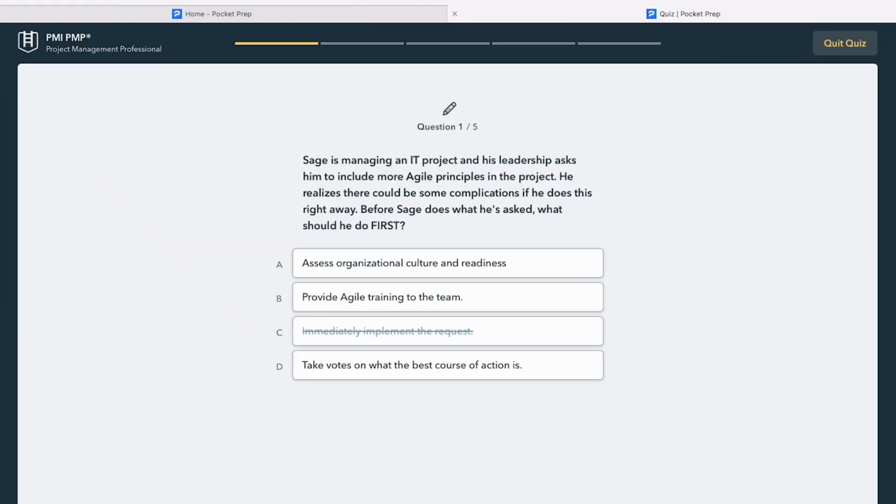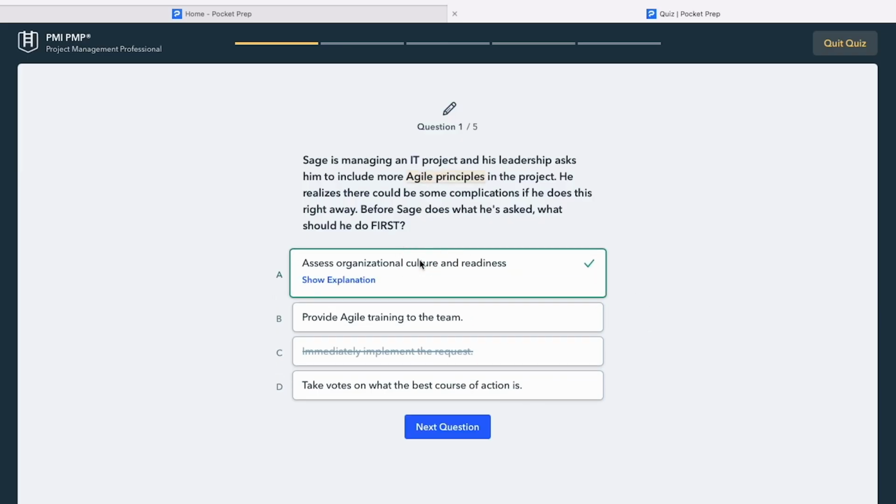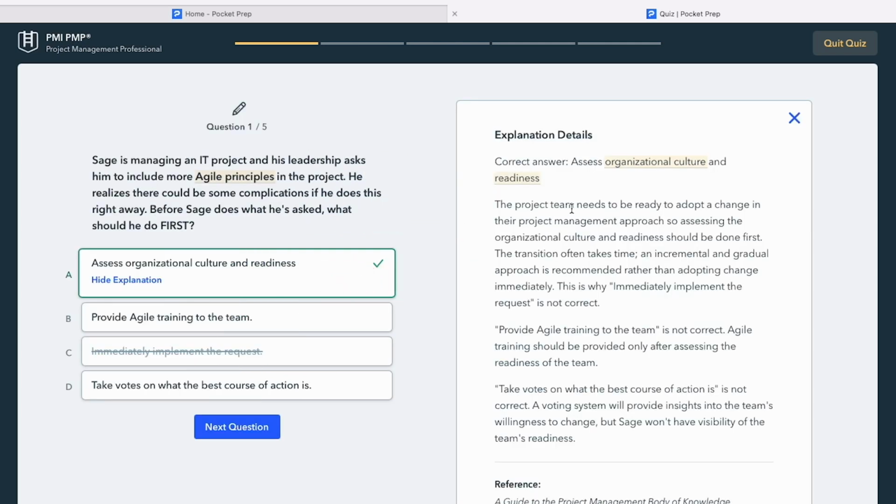Since we're left with two tricky answer choices, let's flag the question using Pocket Prep's feature here. This lets you tag tricky questions and later revisit them easily in the review tab after you finish your quiz. For our question, let's pick choice A since this aligns more with what it means to be an ideal project manager who acts strategic and thinks proactively.